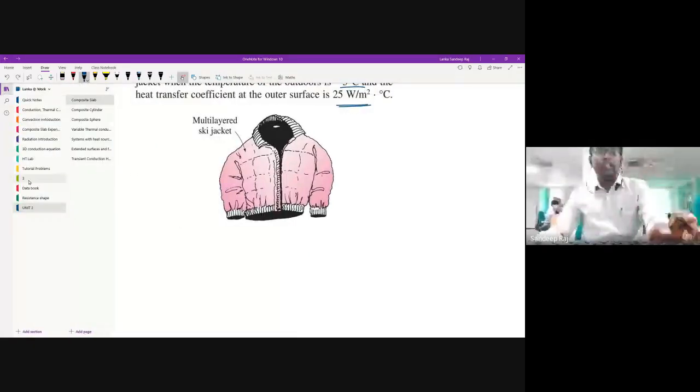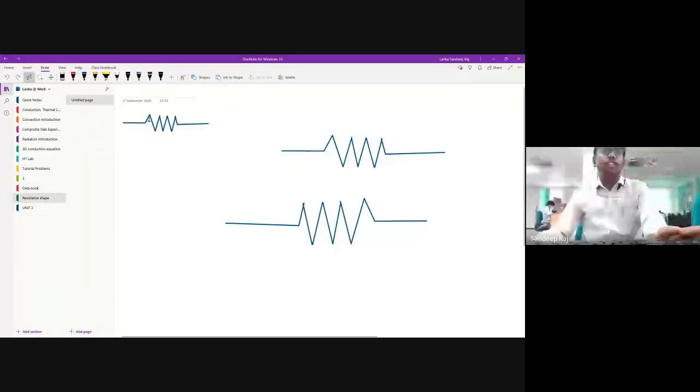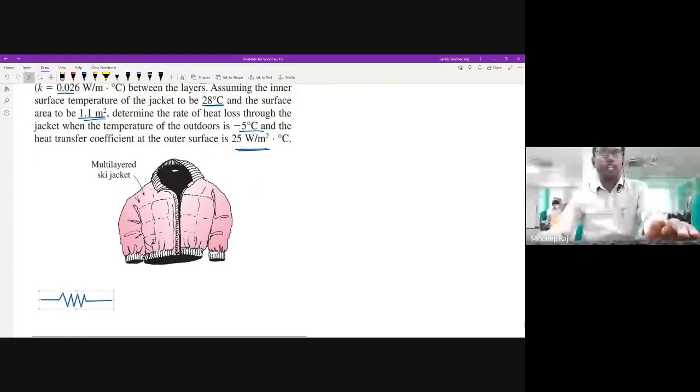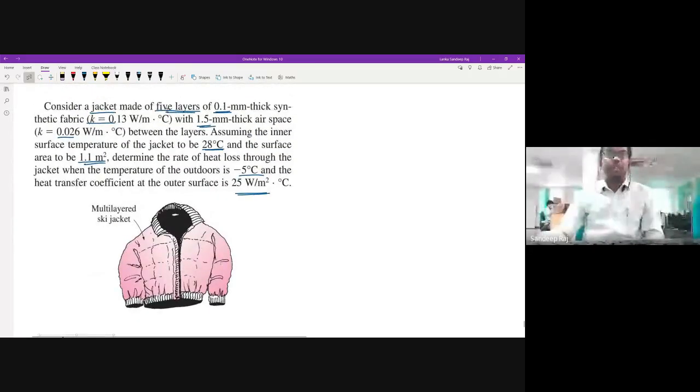Let me take the resistance shape. See how many resistances I am supposed to put here. See, there are 5 layers of fabric. So I will have 5 resistances at least.